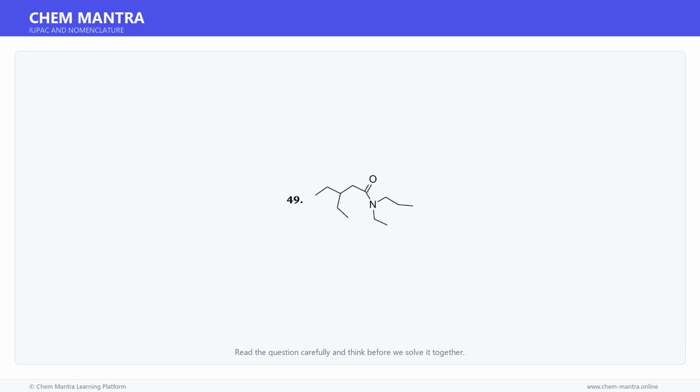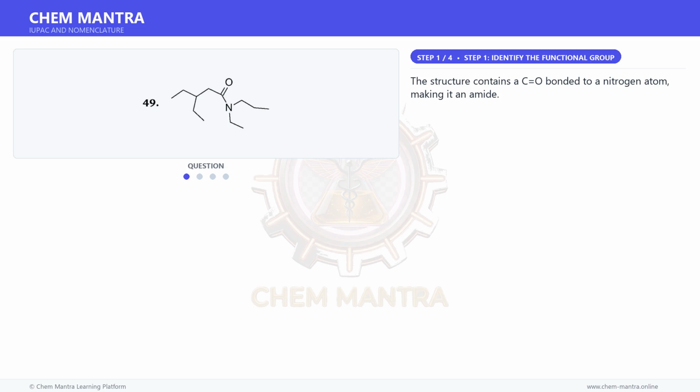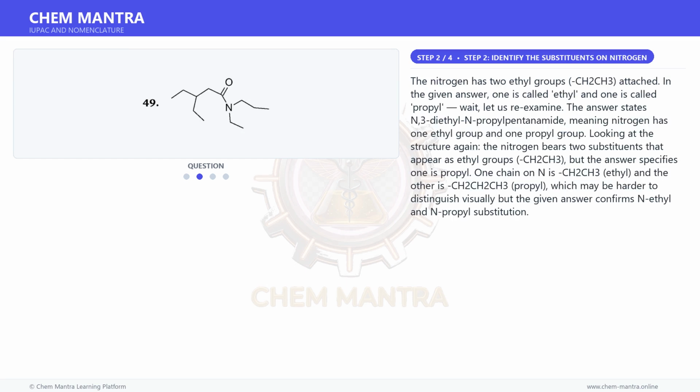Here is a question. Read it carefully and think about the answer. Let us solve it step by step. Let us begin solving this step by step. The structure contains C=O bonded to a nitrogen atom, making it an amide. Moving on to the next step.